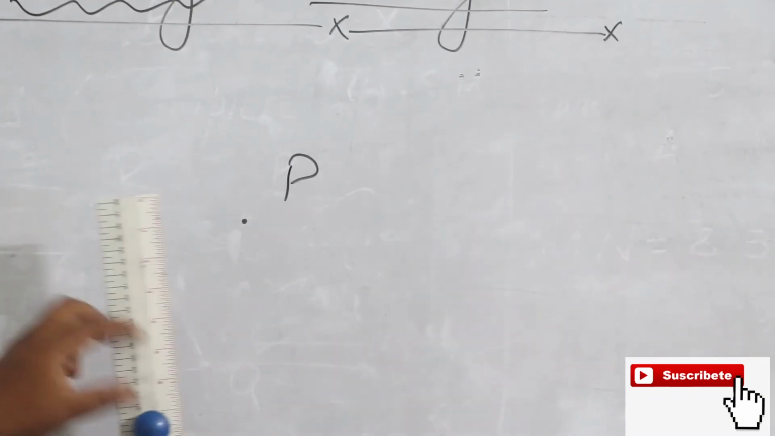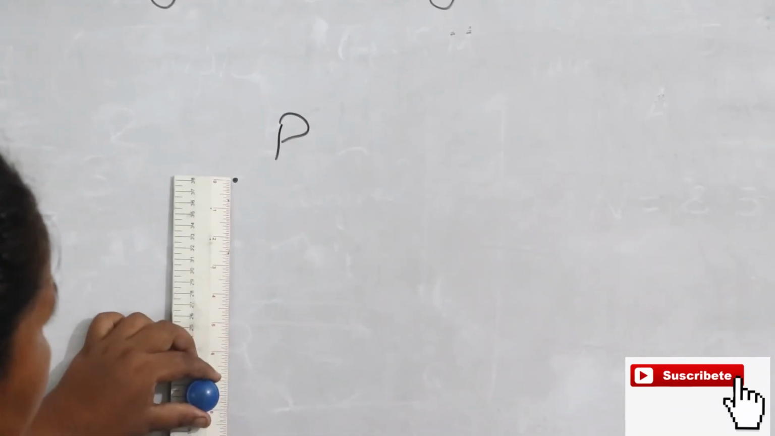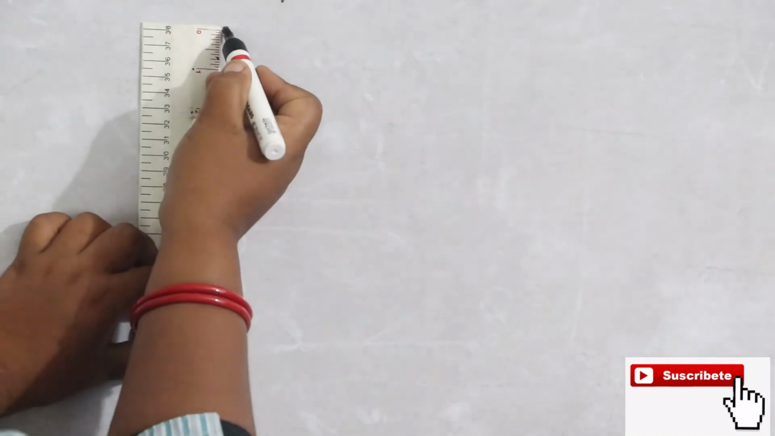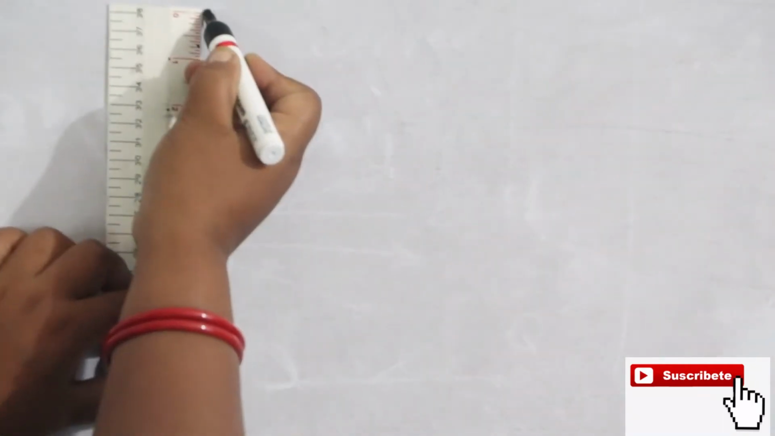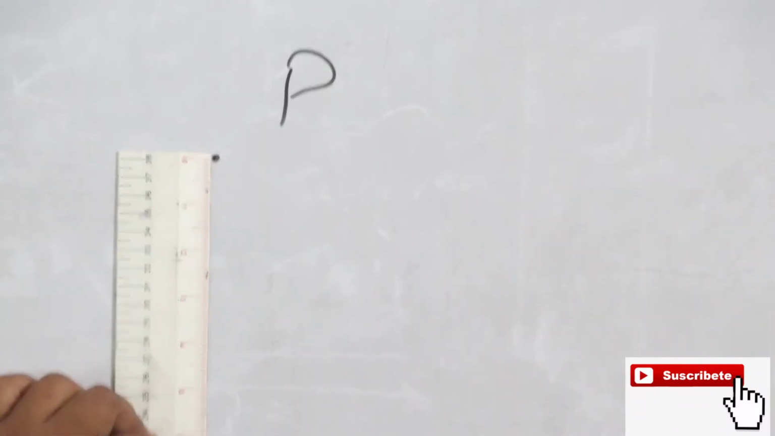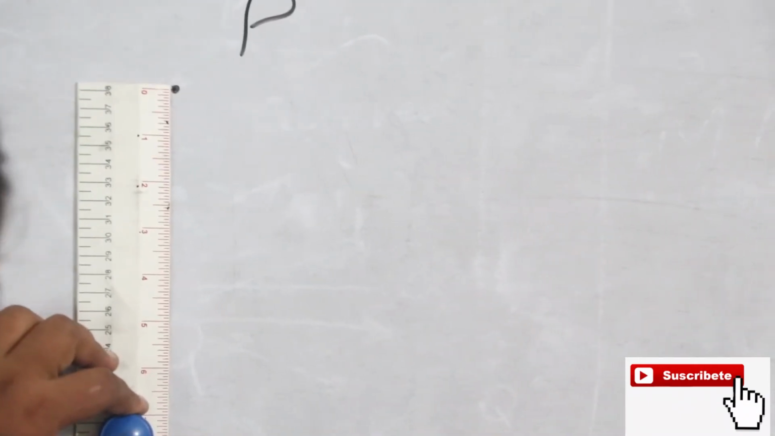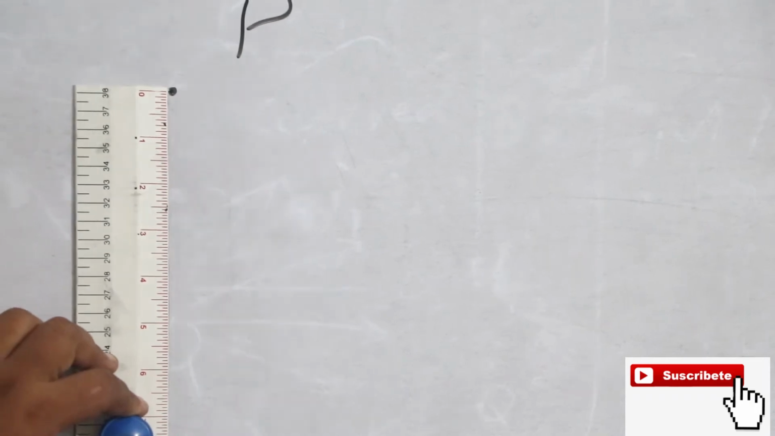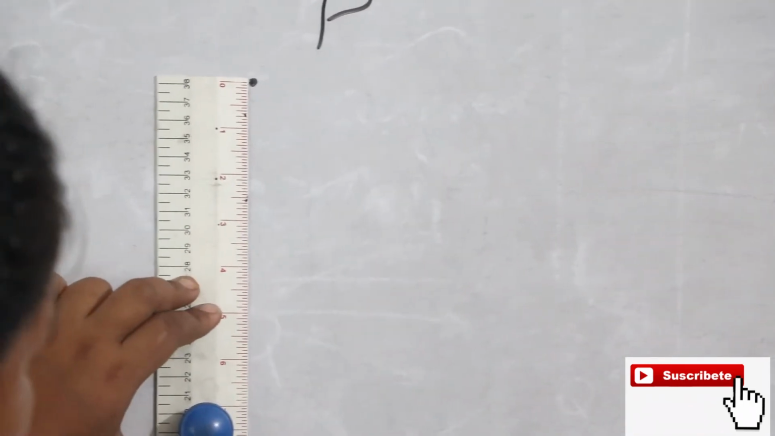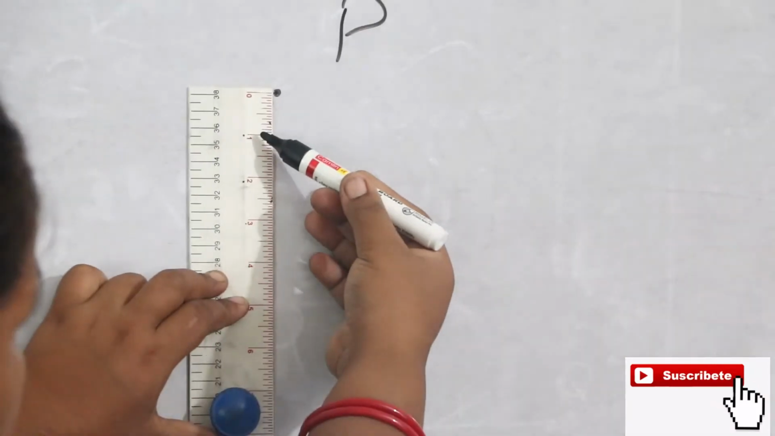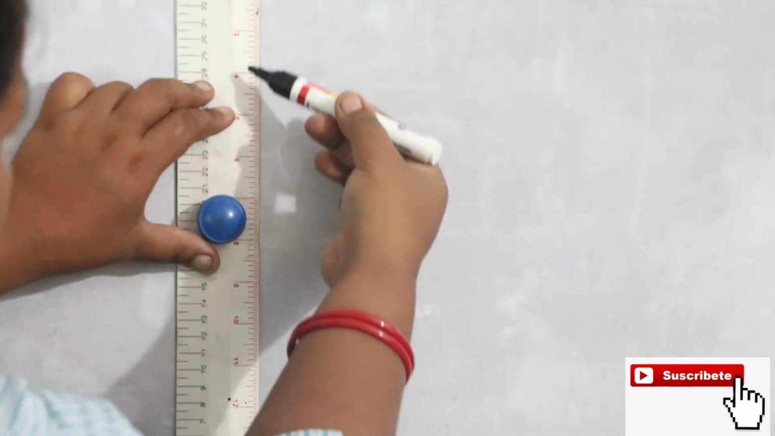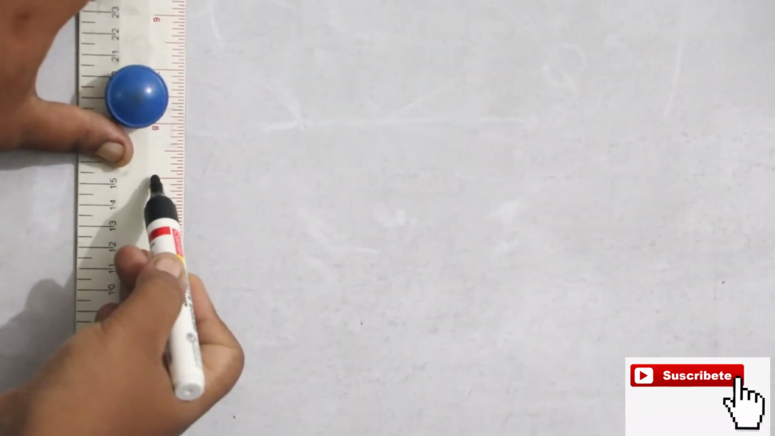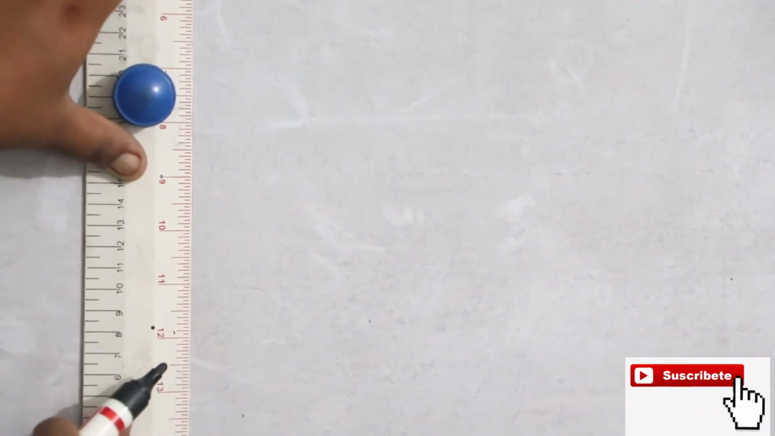So place your scale, and match this 0 and this point at the same point. Now we have to draw 9.5 cm. And now look in your scale. Where is 9.5? 1 cm, 2 cm, 3, 4, 5, 6, 7, 8, and 9. 9 cm is here and 0.5.